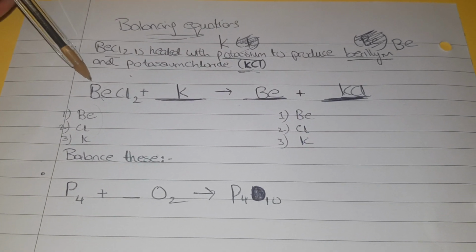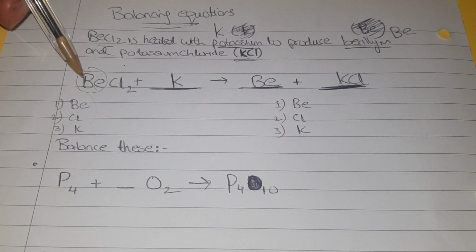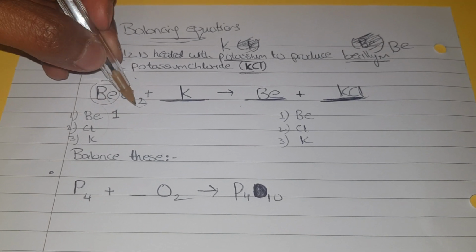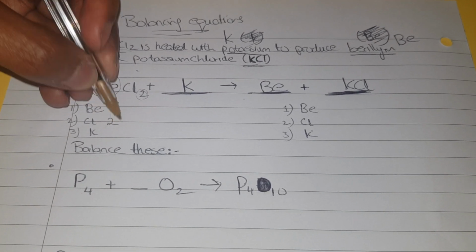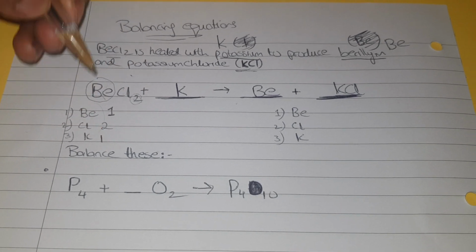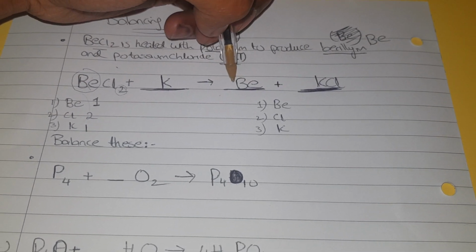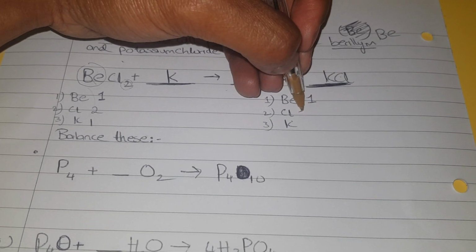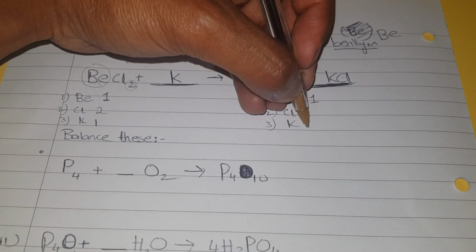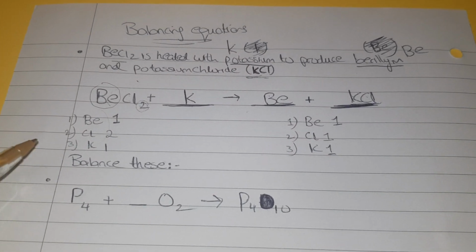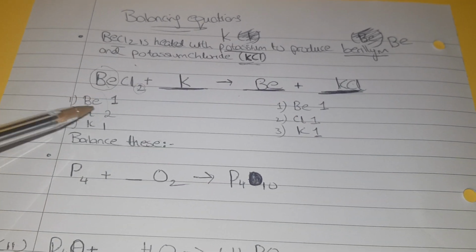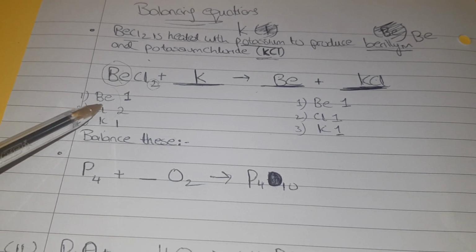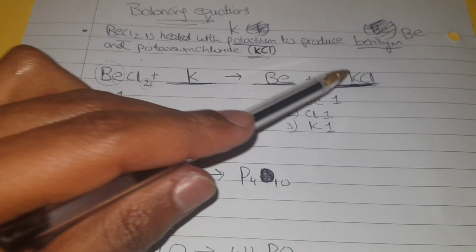Now let's look at how much of each we have. We only have one beryllium there, Be, so we just have one of it. Chlorine we have 2, and potassium we just have 1. Now on the other side, so on the right-hand side, we only got one beryllium for now, 1 chlorine, and 1 potassium. So as you guys can see, beryllium is fine, 1 and 1. Potassium is fine, 1 and 1. However, chlorine, there is double the amount on the left-hand side compared to the right-hand side.